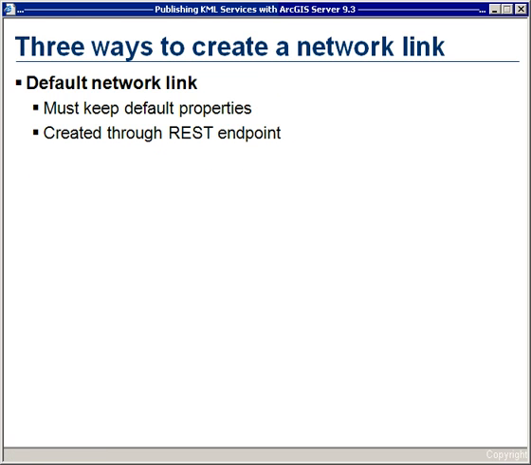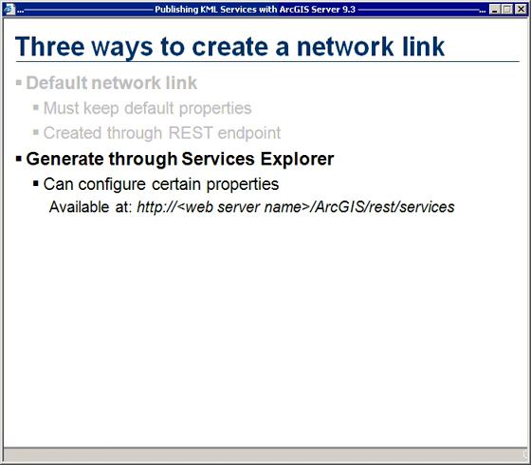So there's three ways that you can create a network link file. You can either keep that default, or use that default network link. The only disadvantage of the one that gets created through that REST endpoint is that you have to keep the default properties. So you can't change any of the properties. Now, if you want to generate one through Services Explorer, you can configure those properties, other than what the defaults are. So you can set up your own properties.